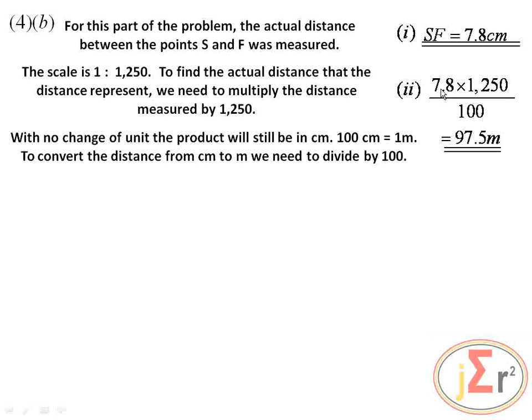So when we multiply 7.8 by 1,250, we have 7.8 centimeters multiplied by 1,250. The result will be also in centimeters. However, we need the corresponding, or the actual distance that the distance on the map represents, and we need to divide by 100 in order that we will get that answer in meters.